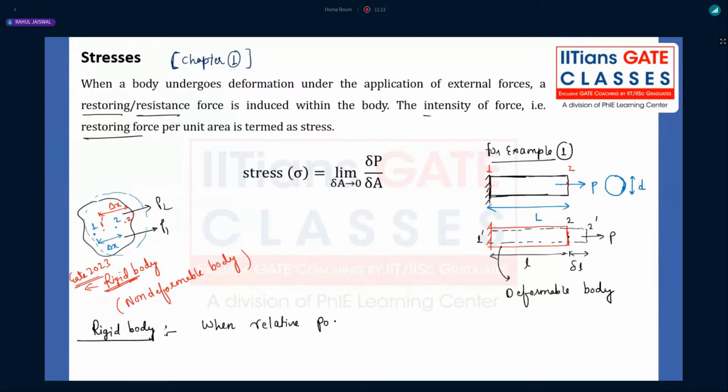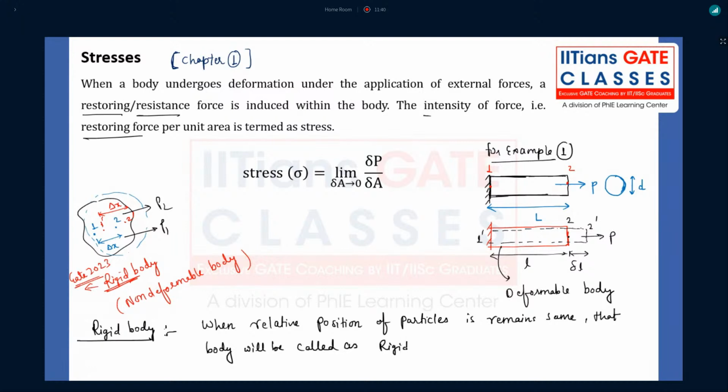When the relative position of the particles remains the same, that body will be called a rigid body. For example, a rod is there, right?